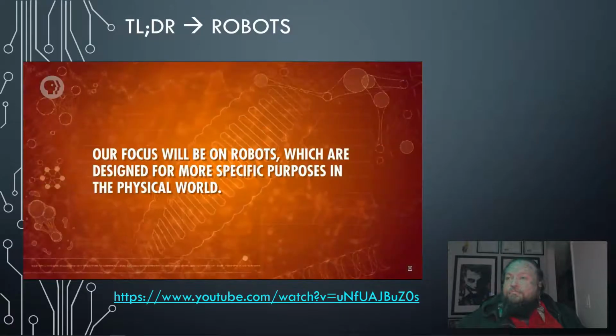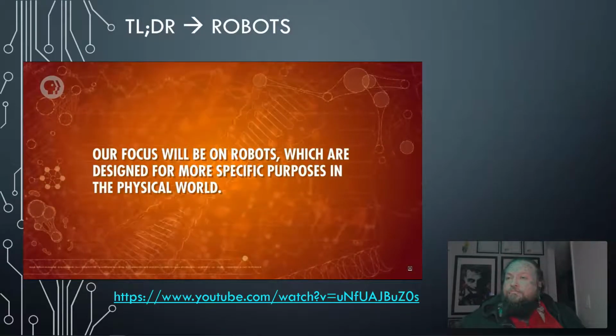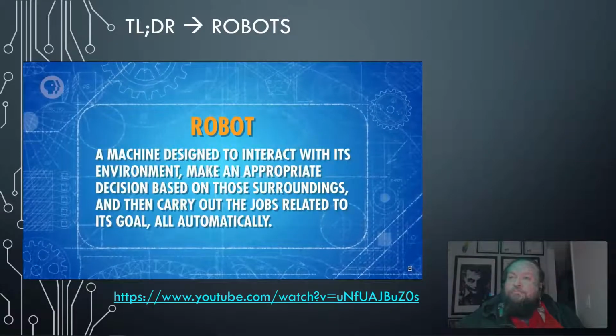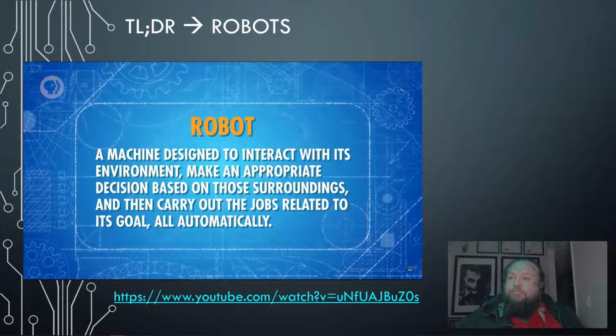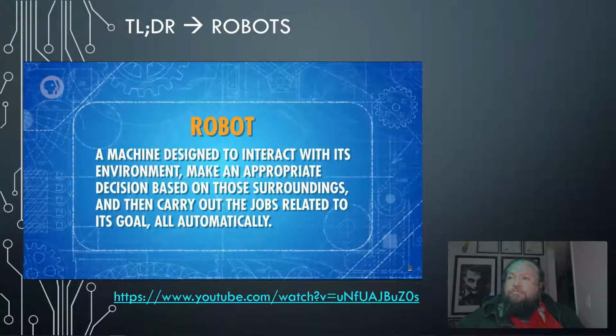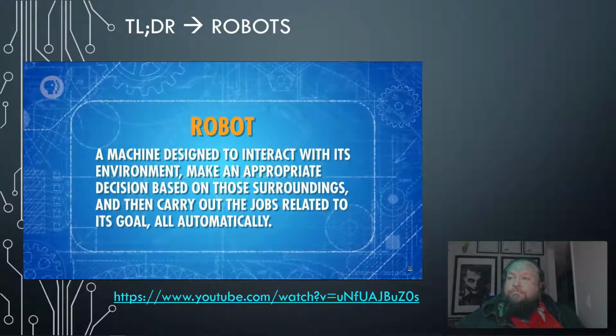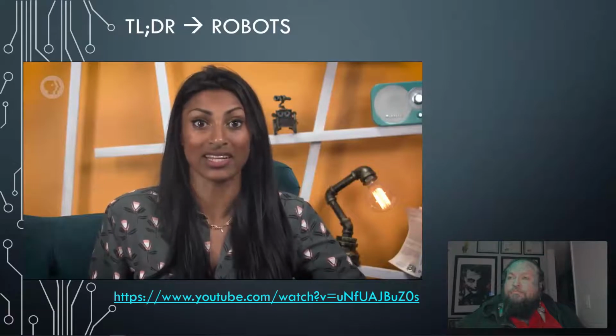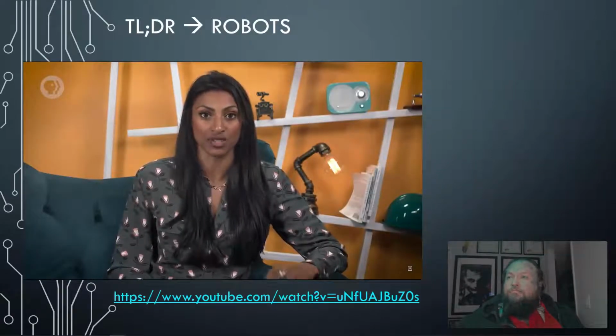Our focus will be on robots which are designed for more specific purposes in the physical world. In engineering terms, a robot is a machine designed to interact with its environment, make an appropriate decision based on those surroundings, and then carry out the jobs related to its goal, all automatically. Which means a true robot doesn't require a human controlling exactly what it does. In general, the field of robotics also deals with machines that do all of the same things, but might require a human operator to carry out some tasks.